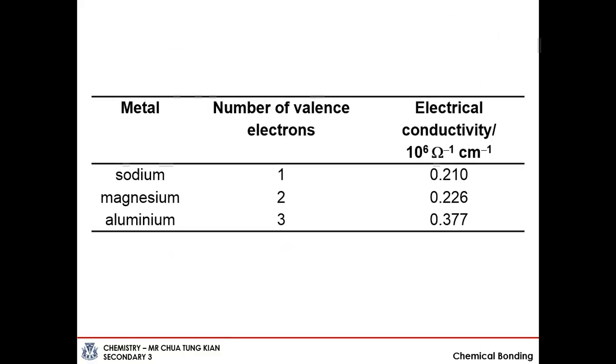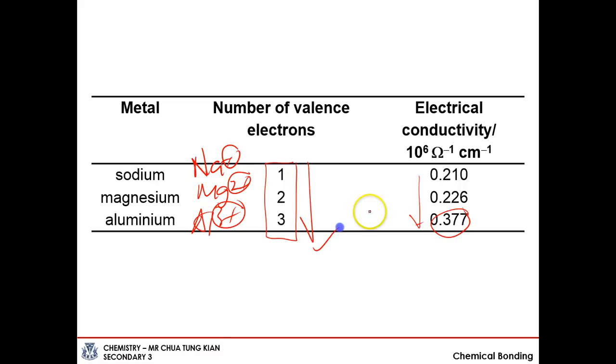And if we take a closer look, you will see that as the metals lose more valence electrons per atom, the conductivity actually goes up. So aluminium forms Al3+, magnesium forms Mg2+, sodium forms Na+. The number of valence electrons they can contribute into the sea of delocalized electrons increases. As a result, the conductivity also increases.